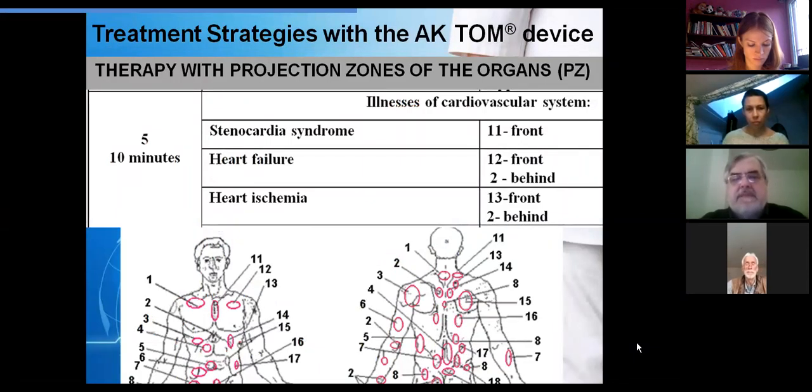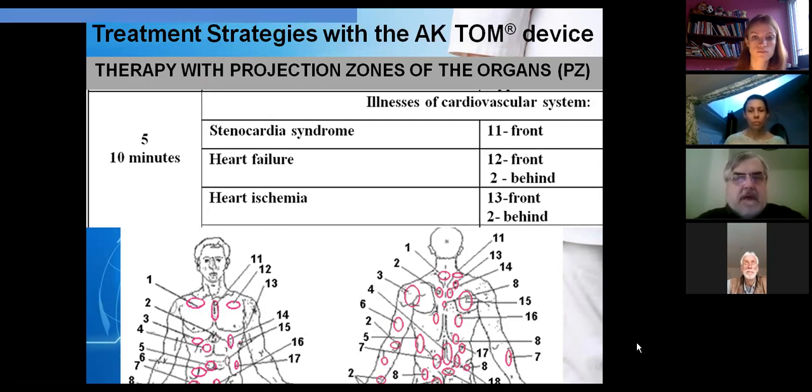Here are some examples how to use the projection zones for therapy. Today I give you only short examples. More detail, we will speak about in the following lectures, where in every lecture we have a different diagnosis, and we will speak more detailed about the therapy, how to use EHF therapy.